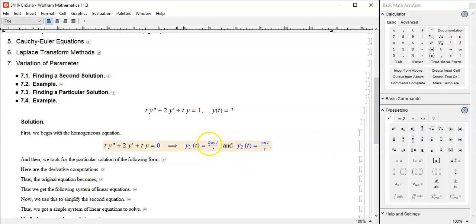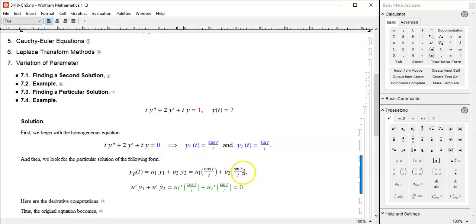Now we're going to use these and variation of parameter to find a particular solution. How do we do that? Here's the first setup. The particular solution is u1 y1 plus u2 y2. And then another restriction here: u1 prime y1 plus u2 prime y2 is equal to 0. Excuse me, I forgot my indices here.